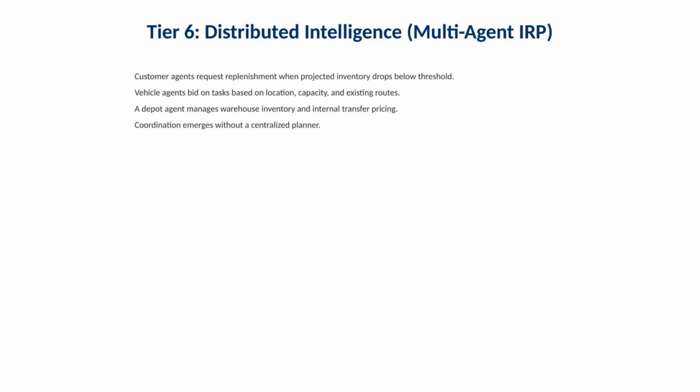Tier 6 moves from a centralized planner to distributed intelligence. Customer agents raise replenishment tasks when inventories are projected to fall below thresholds. Vehicle agents bid on tasks based on distance, remaining capacity, and current route structure. The system self-organizes, and efficient routes emerge from local decisions and coordination.